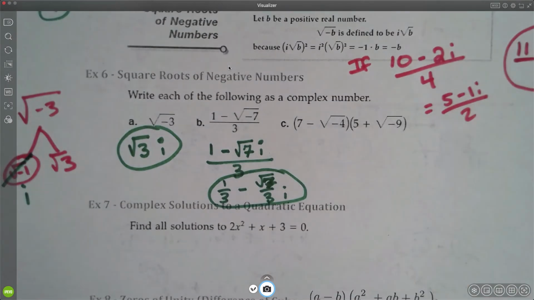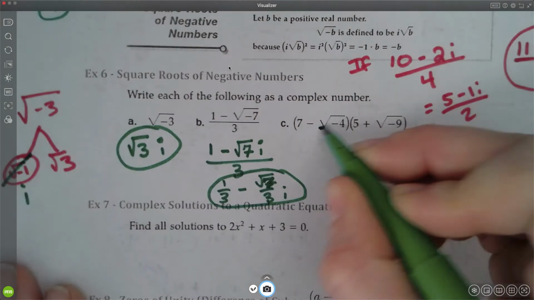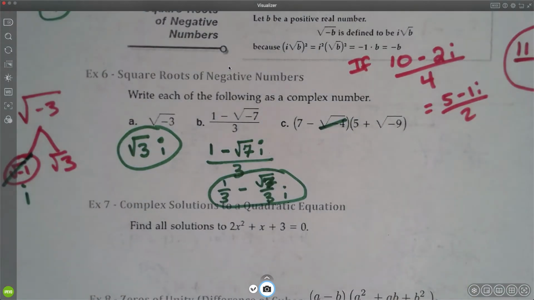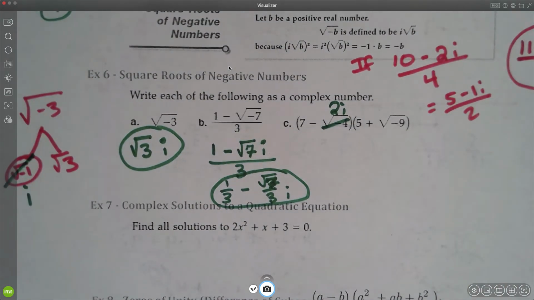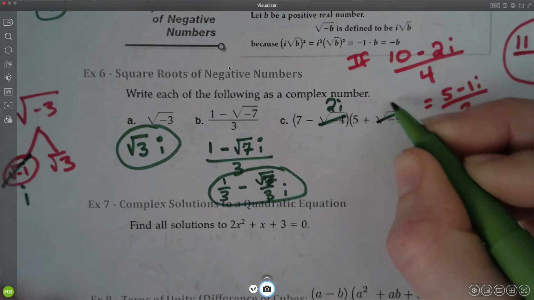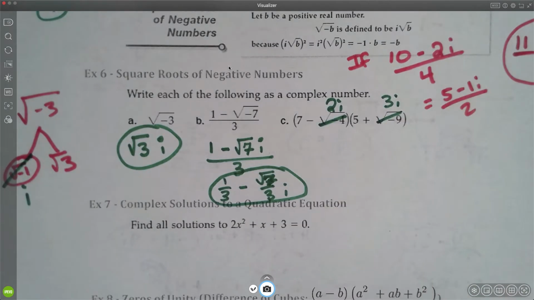What's the square root of negative 4? Okay, so this would really be the square root of 4 times i. But what's the square root of 4? 2. So this is 2i. What about the square root of negative 9? 3i. That one comes out nicely too. So really we're taking 7 minus 2i times 5 plus 3i, and let's FOIL.